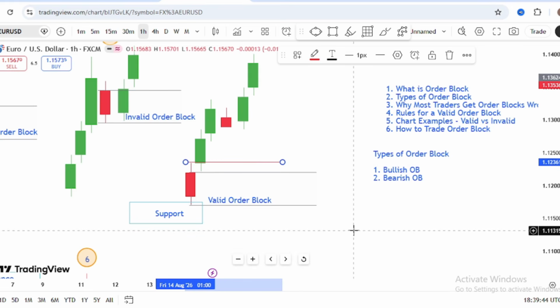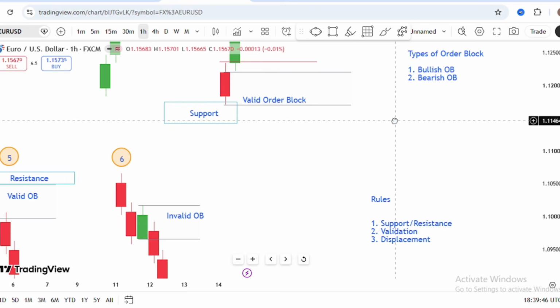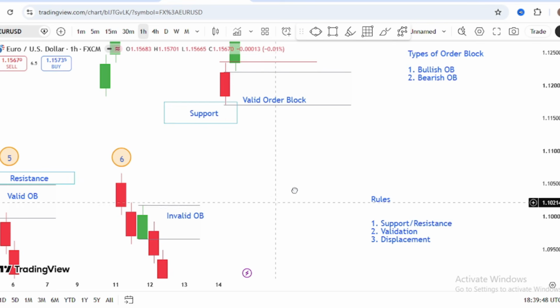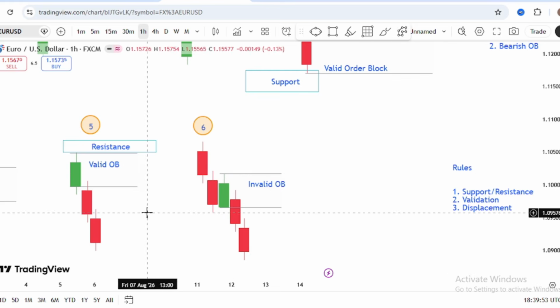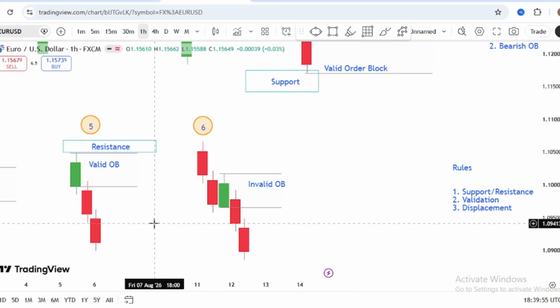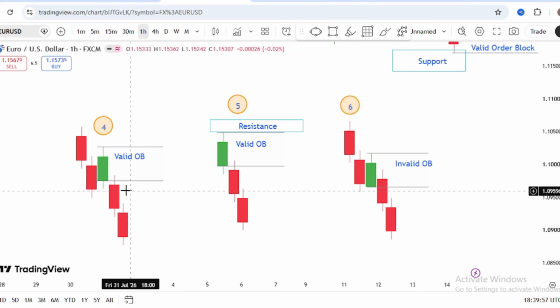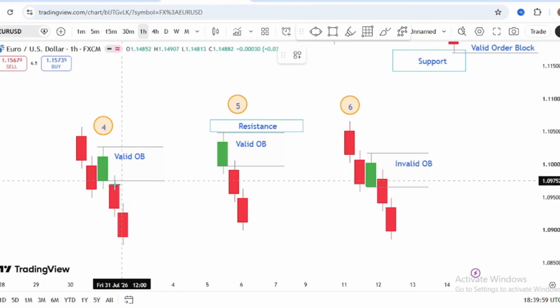Then for the bearish condition, the low of, let's see the example here. Here is the low of the up close candle.